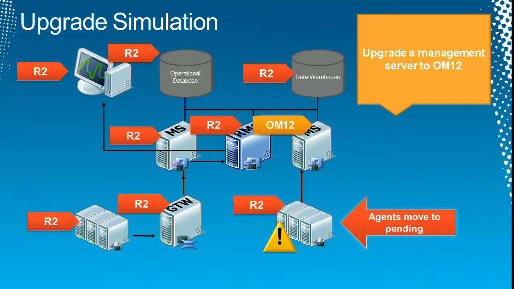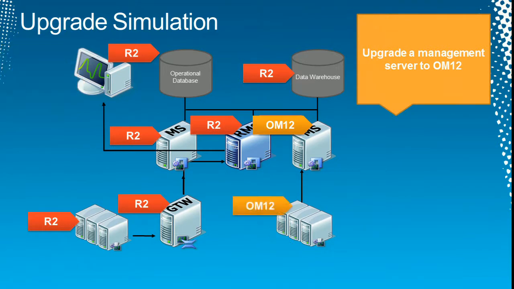What you will see, though, is any agents that were reporting to that newly upgraded management server now will pop into your pending management view in your R2 console. So what you will do is go, using your R2 console, to pending management, look at the agents, and approve them for upgrade, and your agents will be upgraded.